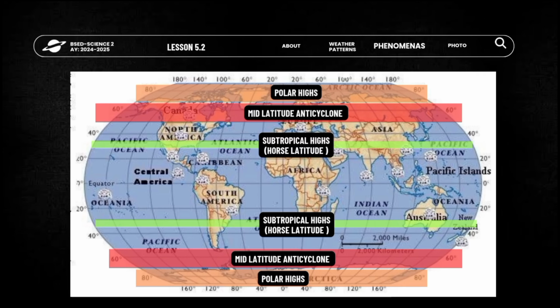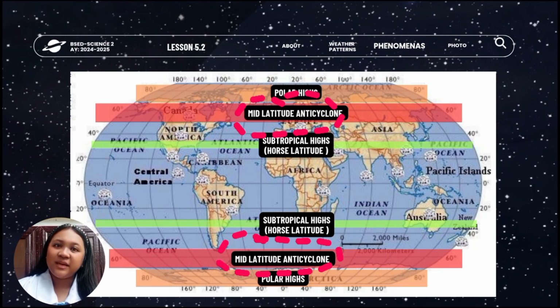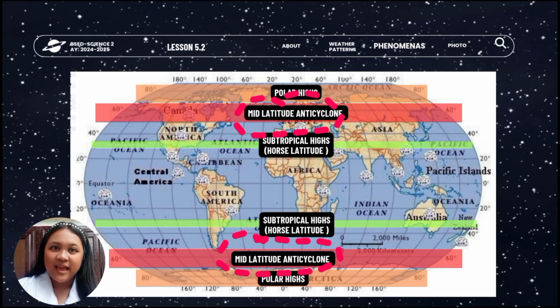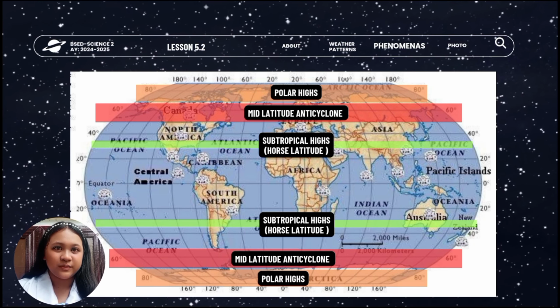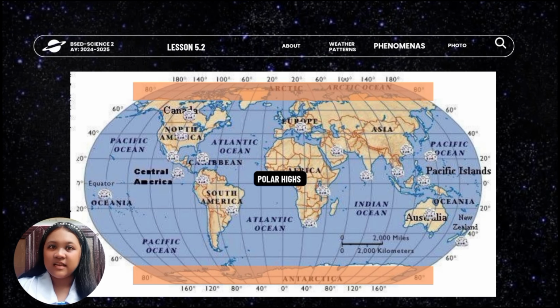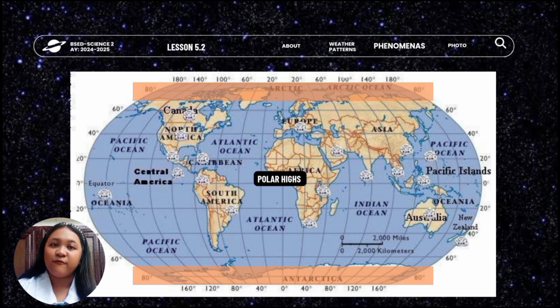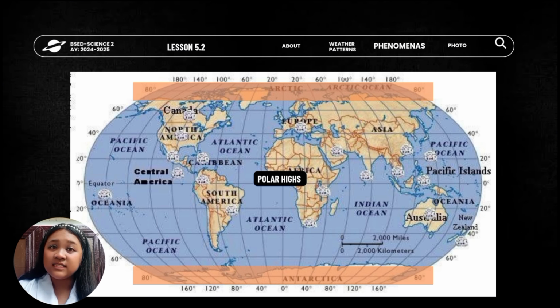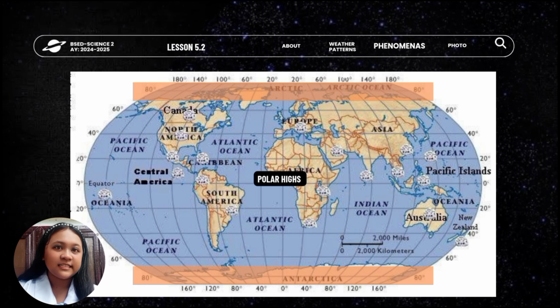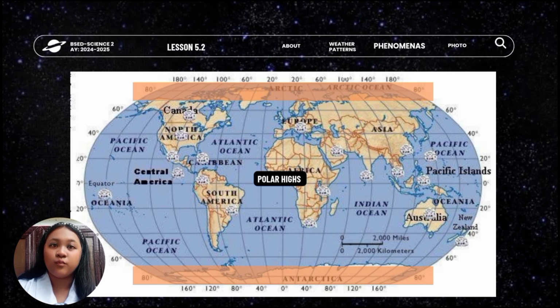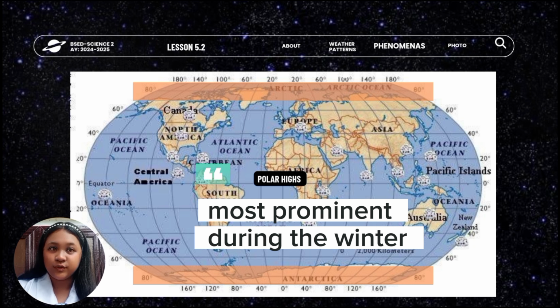Now, let's discuss the three special types of anticyclones: the polar highs, the mid-latitude anticyclones, and the subtropical highs, also known as the horse latitudes. So polar highs are the high-pressure systems found near the poles caused by cold, dense air sinking. Polar highs typically bring clear, cold weather and are most prominent during the winter.